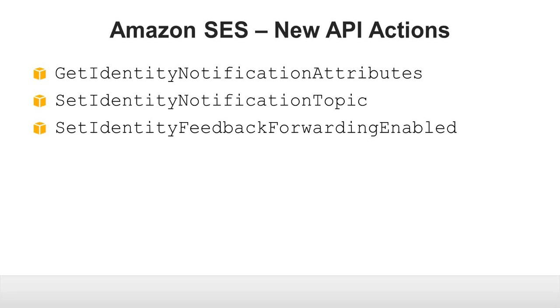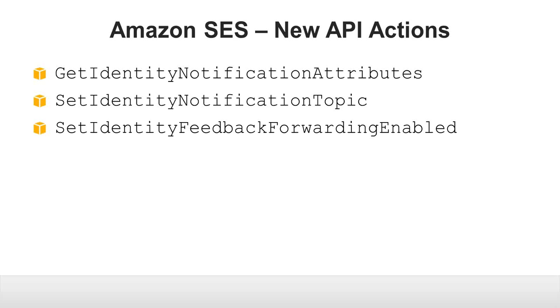As always, you can also configure these options via the API. We have defined 3 new API actions to set up your notifications. Get identity notification attributes retrieves the bounce and complaint topic configuration for an email address or domain.